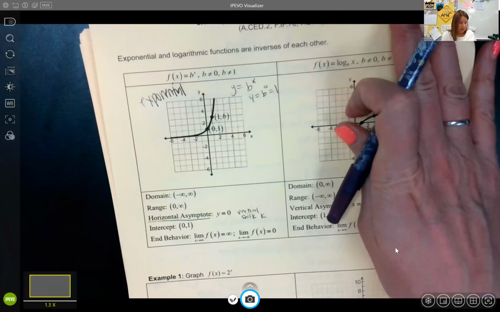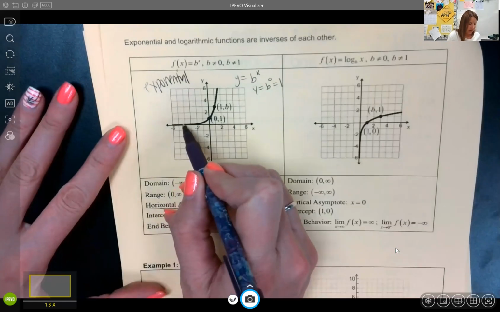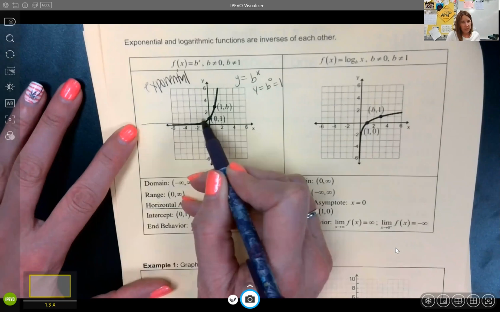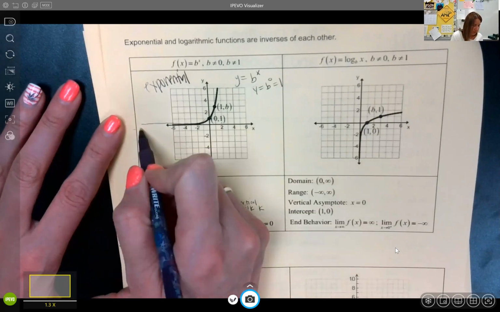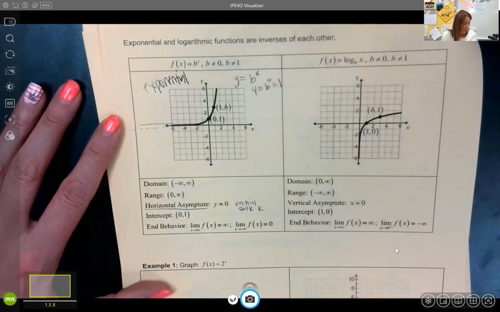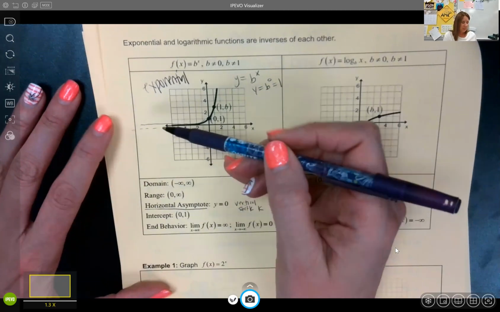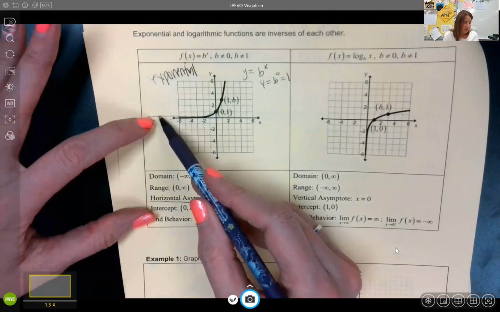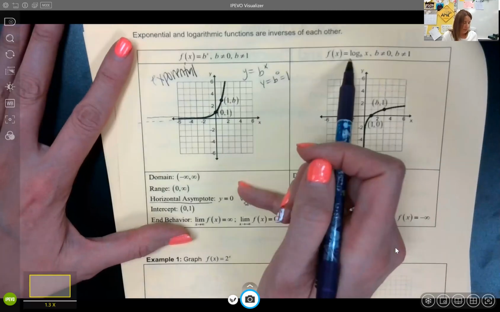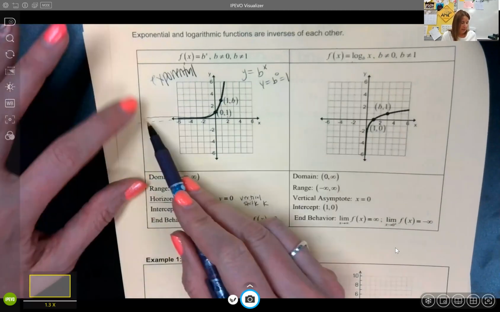When you do your domain, if you look at your graph on your calculator, this graph looks like it stops right here, but it does not. It will continue forever and ever, but the calculator stops drawing it because I can't touch the asymptote. The graph is going to get so close to the asymptote that the calculator can't draw it anymore because the pixels are too close together. But if you have a good understanding of an exponential and a log graph, you know that it will keep going. So the domain is going to be from negative infinity to positive infinity.